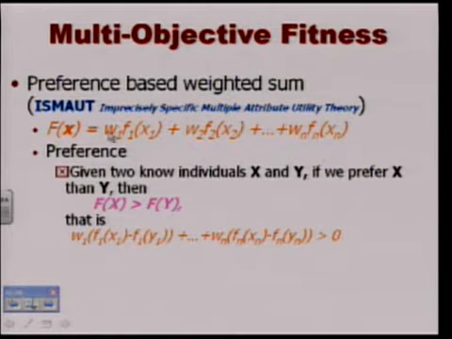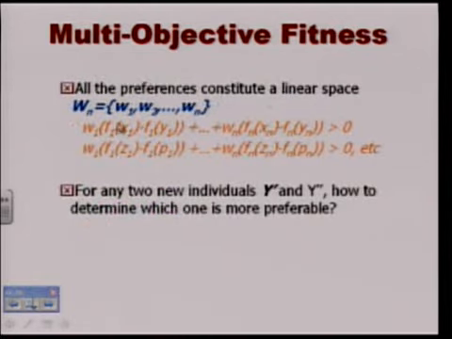And then basically, you can say all these will be preferred, X to Y. And all the preferences actually constitute a linear space. If you don't know what a linear space is, in fact, it is easy to say it's just some kind of space where basically you can do linear algebra to make it simple.